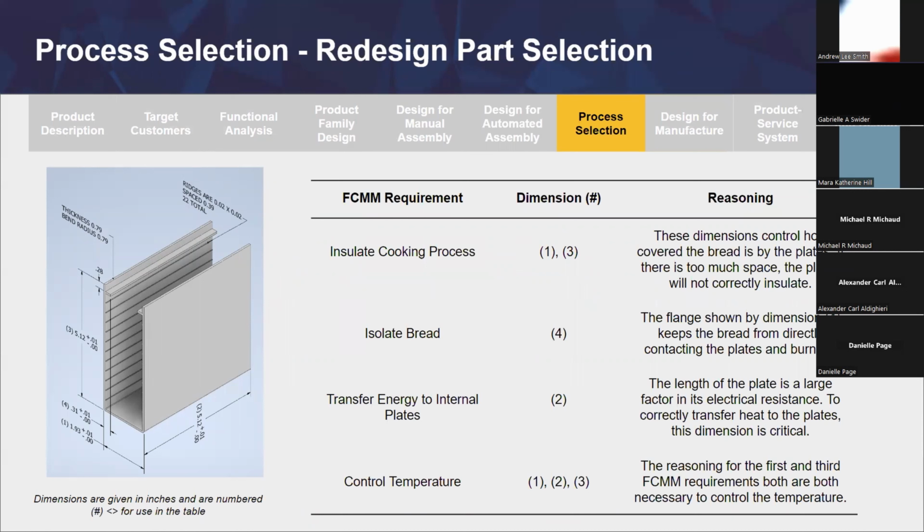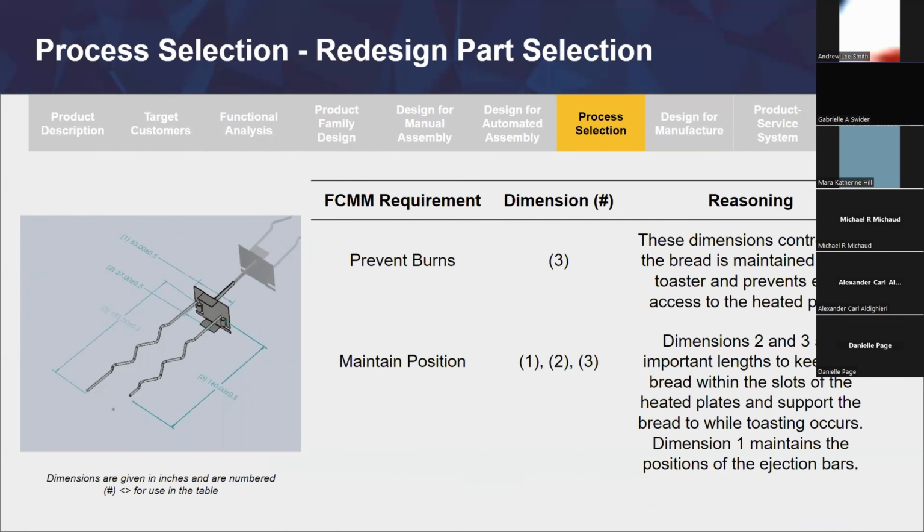The critical dimensions were based on FCMM requirements, and this is shown on the right side of the slide. Here's the isometric view of the model with dimensions added. And we can see that the dimensions correspond with the FCMM requirements on the right.